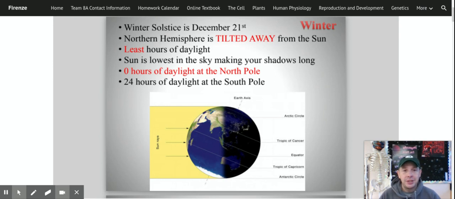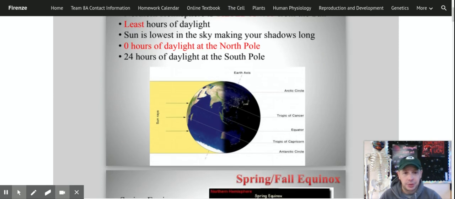Again, our seasons are determined by what direction the Earth is tilted. Okay? When we're tilted towards the sun in the north, it's summer. When we're tilted away from the sun in the north, it is winter. Okay? So summer and winter, all about the amount of sunlight we're receiving. More sunlight means warmer temperatures.